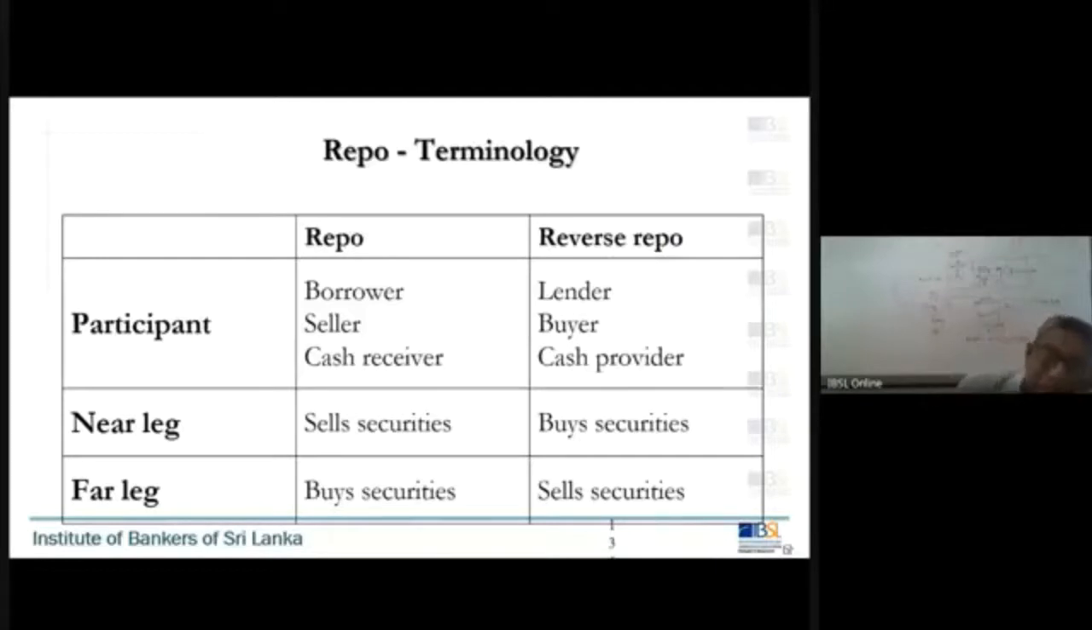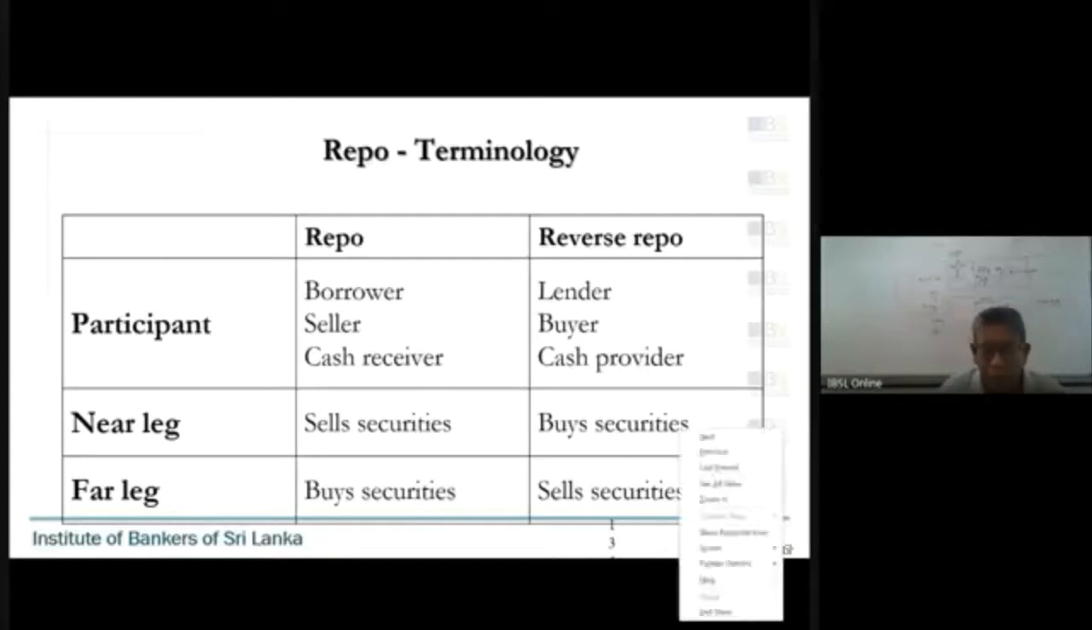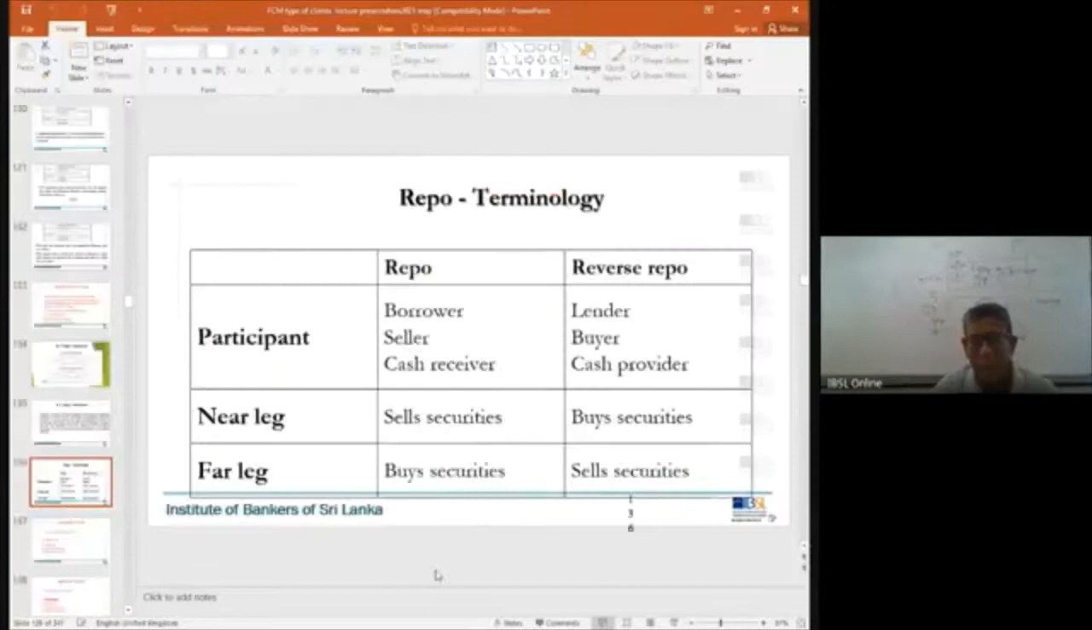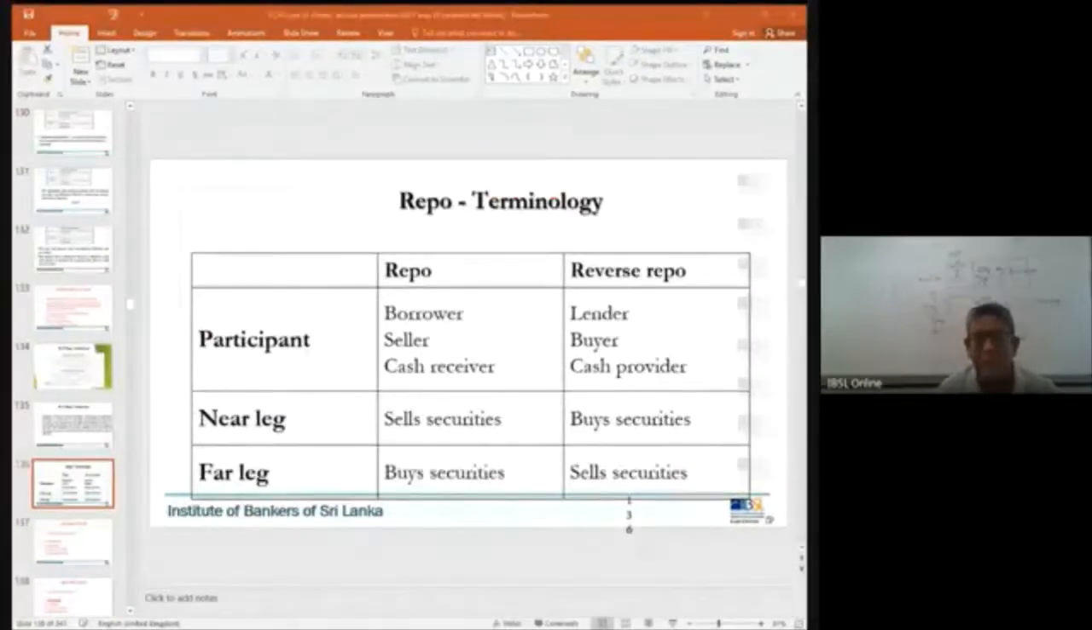The opposite side of that is called reverse repo. Understood? Clear? I tried to explain it in as simple a way as possible. And mind you, this repurchase agreement is beneficial for your survey of commercial banking as well. So it's good for you to know all these things.